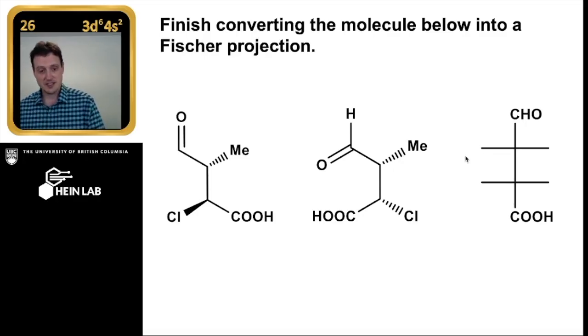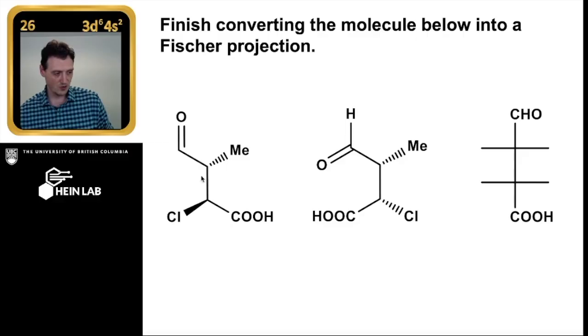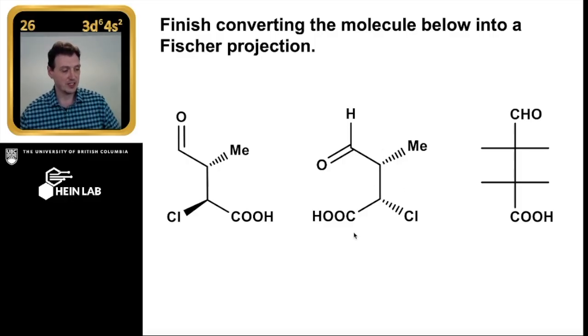Okay, so let's practice this a bit. Here we have this structure. We're giving it to you both in the normal zigzag structure, or, if we rotate this bond, we get the structure shown over here, right? This is where we're rolling it around on itself. It makes it a little bit easier.